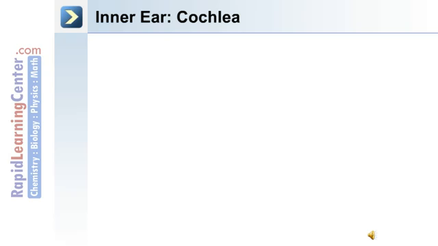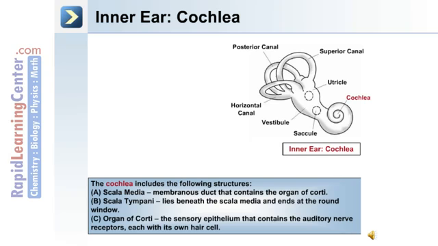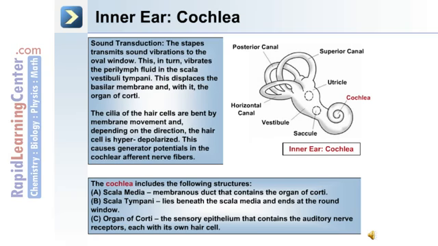Within the inner ear is the cochlea, and it's made up of the following structures: the scala media, which is a membranous duct that contains the organ of Corti; the scala tympani, which lies beneath the scala media and ends at the round window; and the organ of Corti. This is sensory epithelium that contains the auditory nerve receptors, each with its own hair cell.